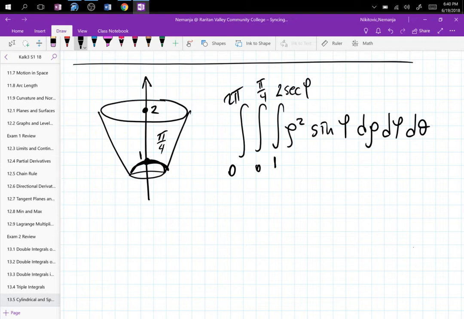It's a flat plane on top. Oh, I got it. So we should definitely know the integral of secant, because secant is 1 over cosine, and you have a sine. Sine over cosine is tangent. So use sine. Okay, that's not so bad then.